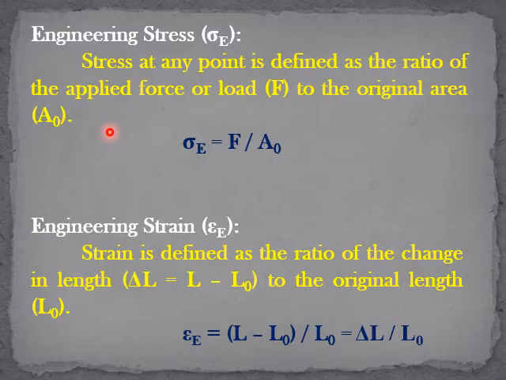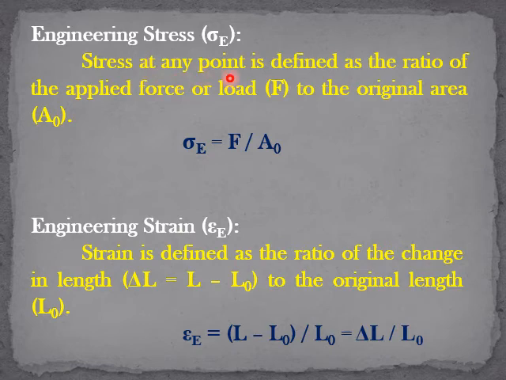Before proceeding into the stress-strain relation curve, we will define two parameters, engineering stress and engineering strain. Why are they called engineering? Because these are practically measured parameters. The stress is usually denoted by the letter sigma and strain by epsilon. The capital E, which is written as a subscript, represents the engineering stress and engineering strain.